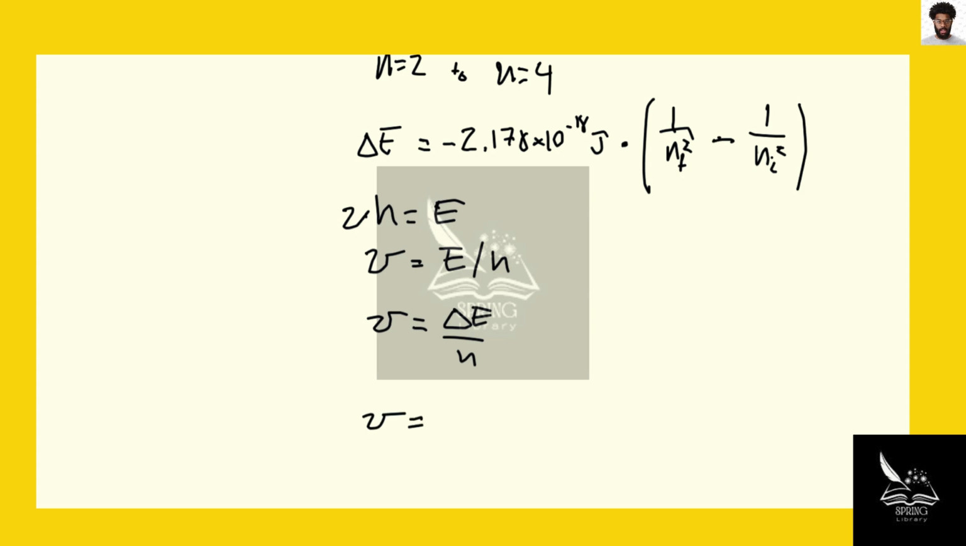So frequency is equal to negative 2.178 times 10 to the negative 18 joules divided by h, times 1 over n final. Well, here that's going to be n equals 4 because we're going from 2 to 4, so our final position is 4. So 4 squared, minus 1 over n initial, that's 2 in this case because we're going from 2 to 4, 2 squared.